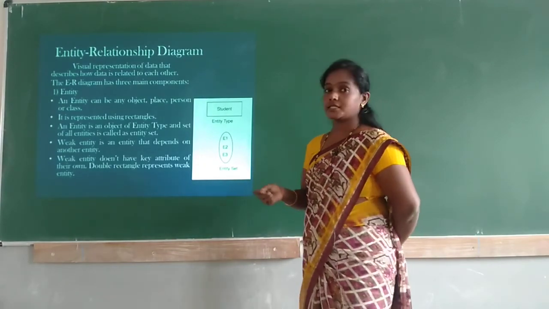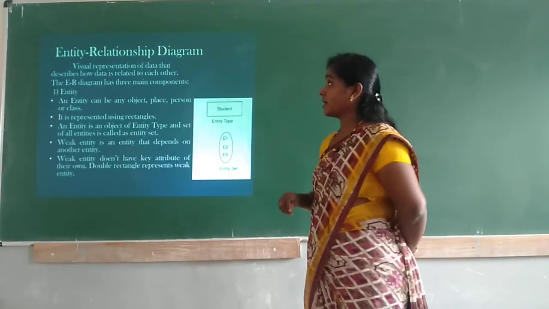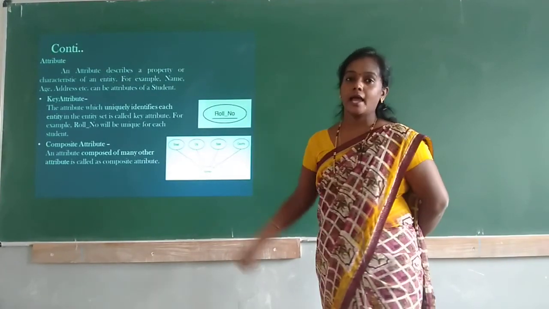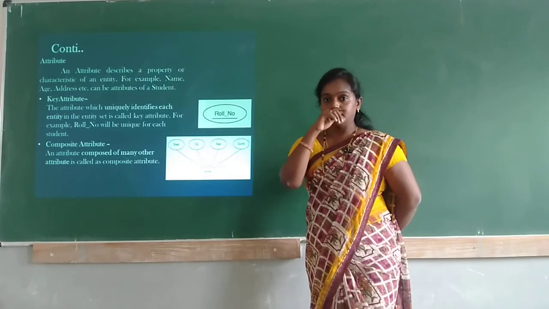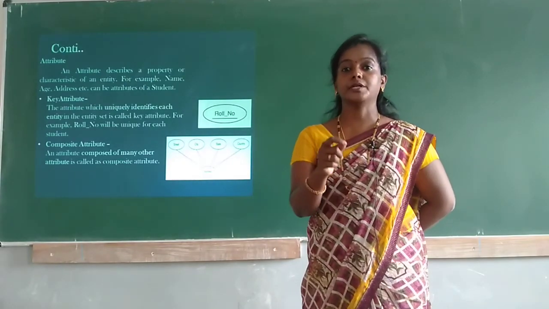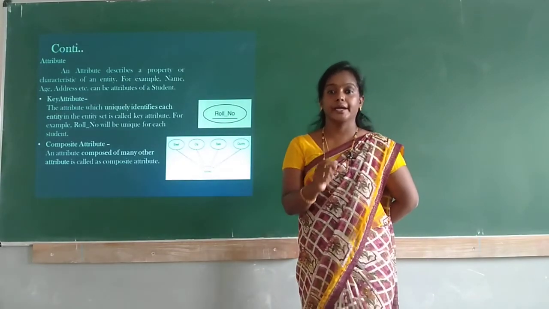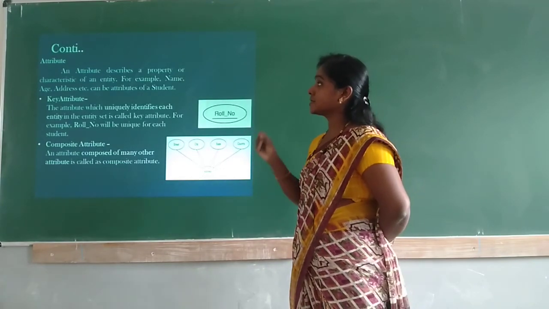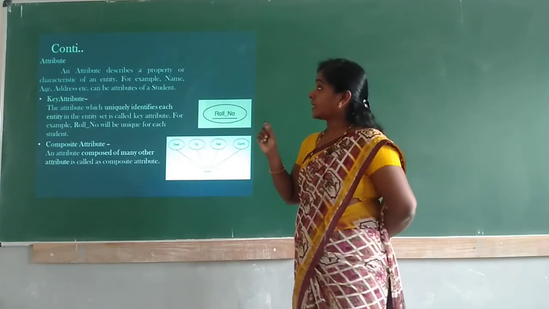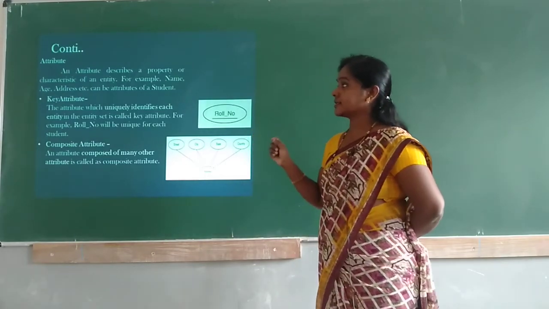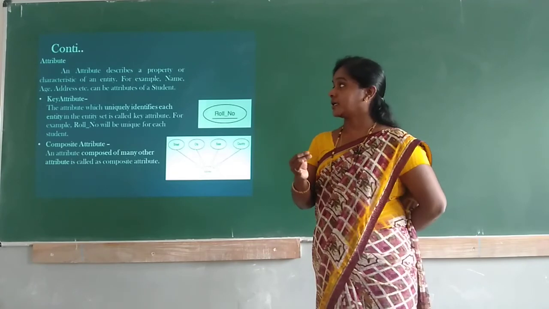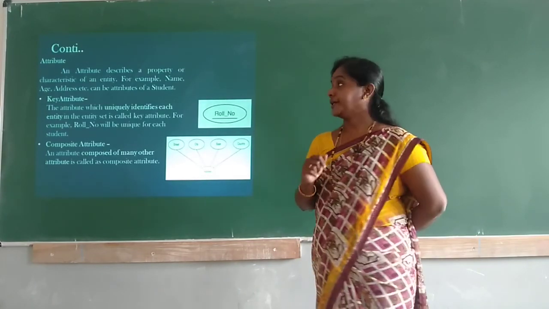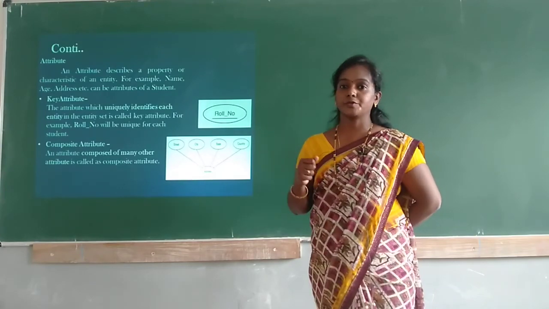So next we have an attribute. What is this attribute? Attribute is a property of the entity. An attribute describes a property or a characteristic of an entity. For example, name, age, address of an employee or a student is a property of the entity. So we have different types of attribute.